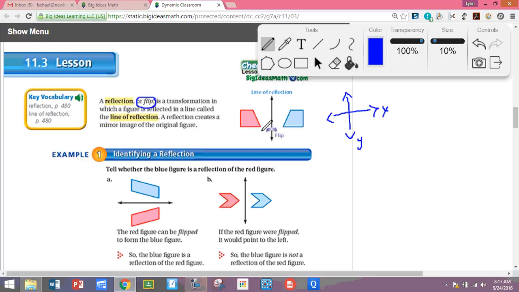There is a tool called a Mira board that I'll have out in my classroom that you can take a look at. The Mira board will help you. If you put it along the line of reflection, it will reflect it for you and you are able to see through it. It's kind of a neat little tool.